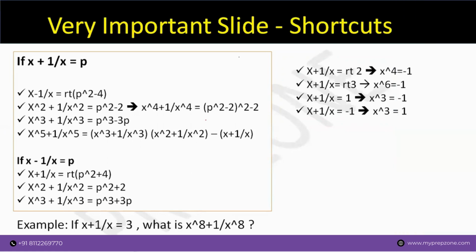Correct. So the answer is straightforward, right? x plus 1 by x is 3. So x square plus 1 by x square is 3 square minus 2, which is 9 minus 2, 7. Then the 4th power, what will it be? 7 square minus 2, which is 47. So this has to be 47 square, 47 square minus 2. Now how do I solve it?